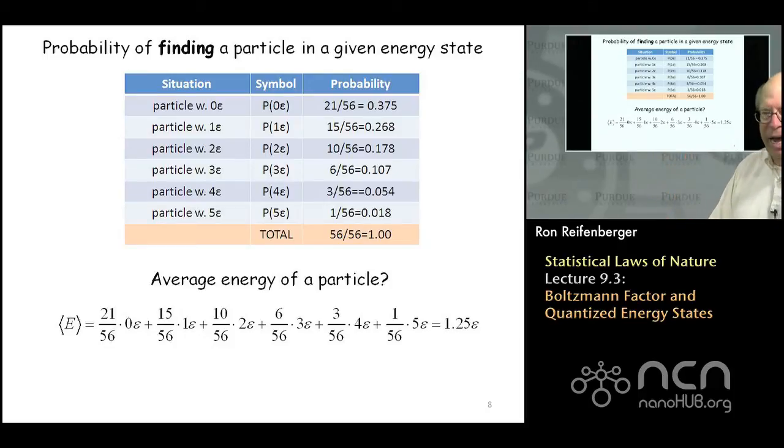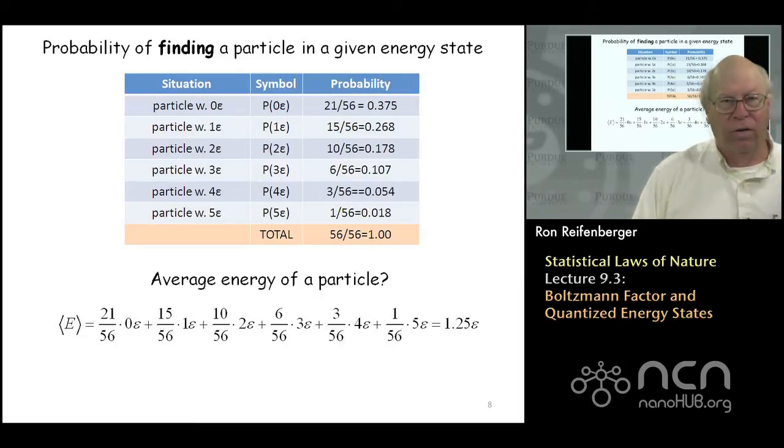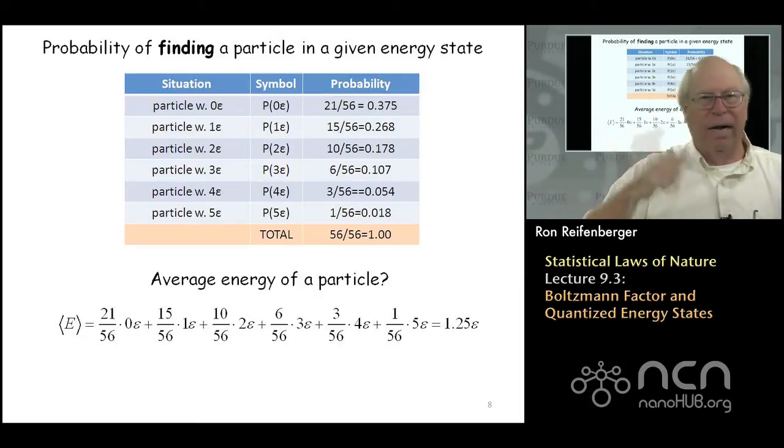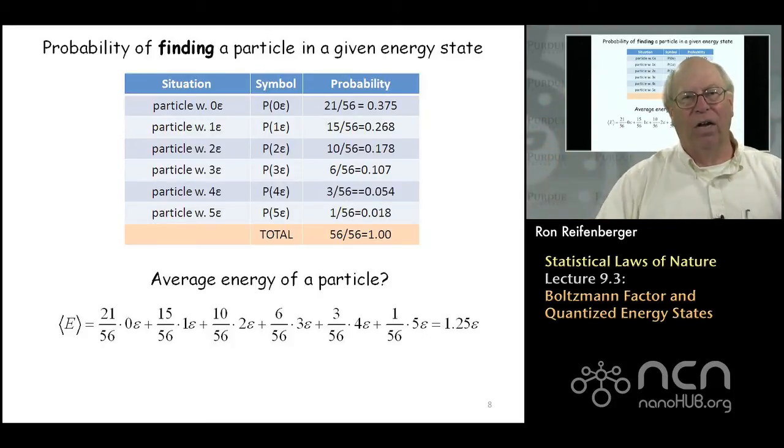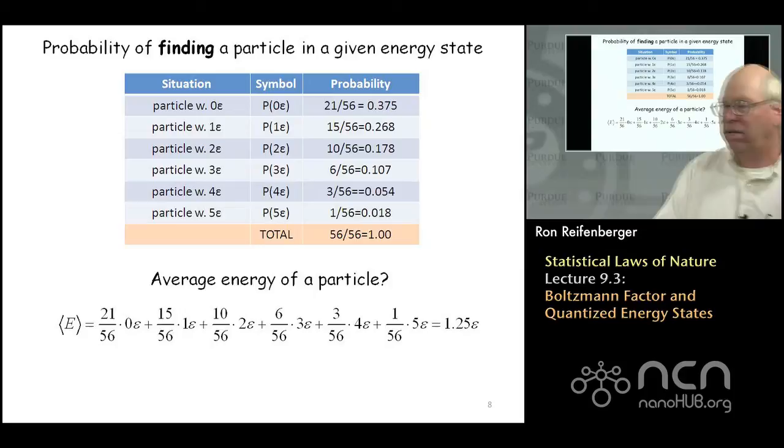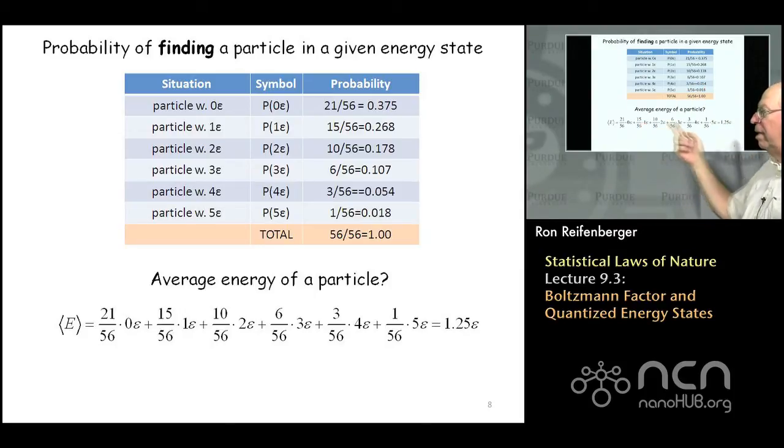So for instance, I can ask, what's the average energy of a particle in that system? If I did 100 measurements, pulled out a particle, measured its energy, and averaged those 100 measurements, what's the average value of the energy I would get? I just calculate this here. It involves the probability that a particle is in the 0 energy state, plus the probability that it's in the 1 energy state, the probability that it's in the 2 energy state, and so on. When I work this out, I get 1.25 epsilon.